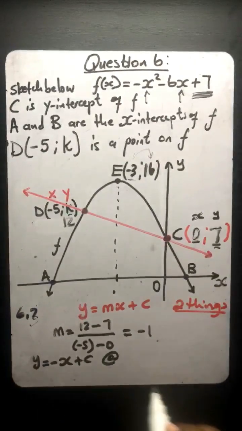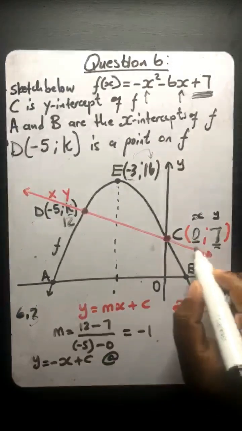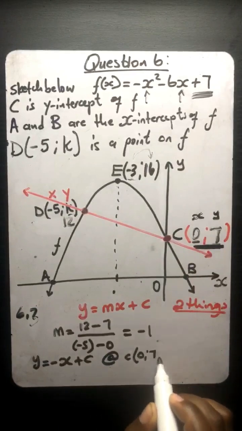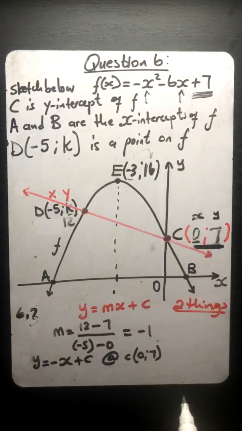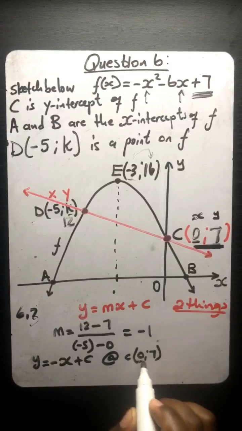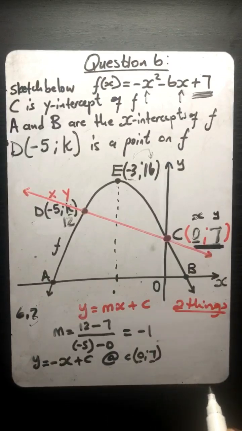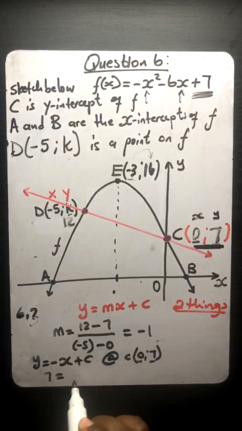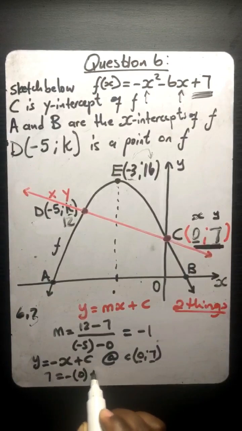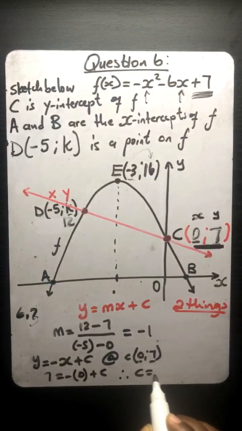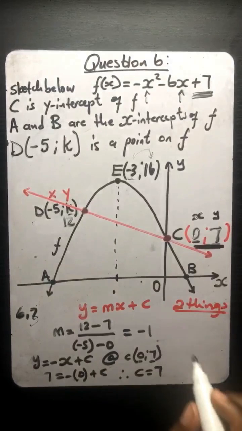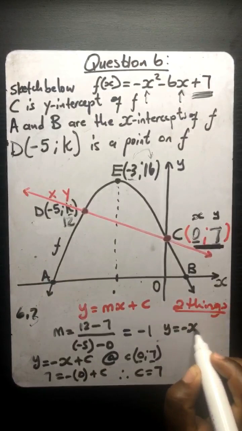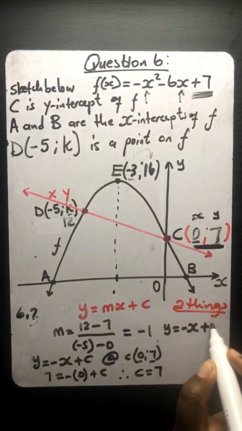So you are therefore going to say y equals negative 1x plus c. Choose 1 point; I like using a point that has positive values. At C, where you see x you put 0, and where you see y you put 7. So 7 equals negative 0 plus c, and c ends up being 7. Finally you say y equals negative x plus 7.